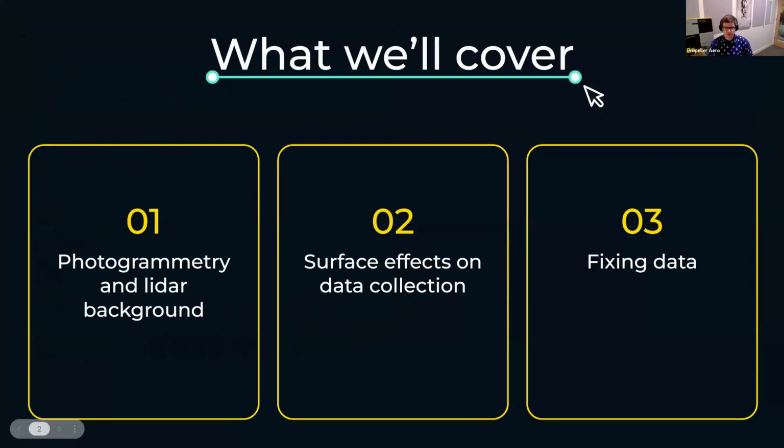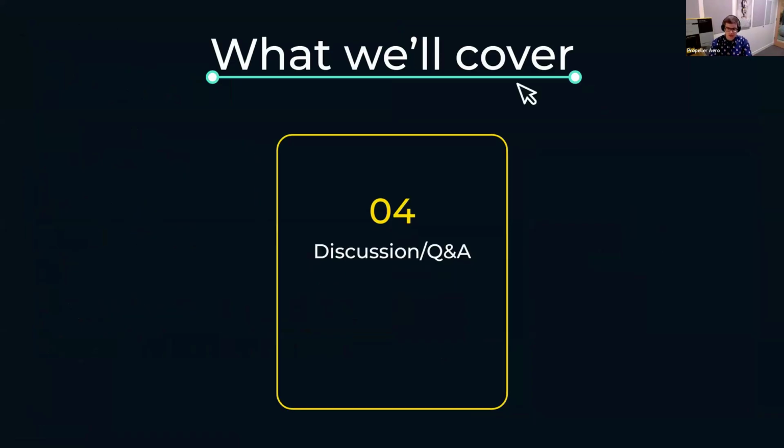So here's how we're going to do it. We're going to cover it basically in three steps. I'm going to give you a background on photogrammetry and LiDAR, which might explain why we have some problems with certain surfaces. Then we'll actually talk about specific surfaces and their effects on the data. And then we're going to talk about what you can do to fix or avoid collecting bad data.